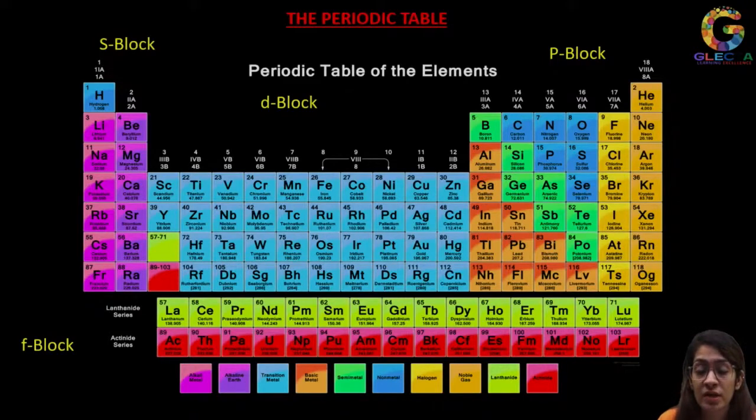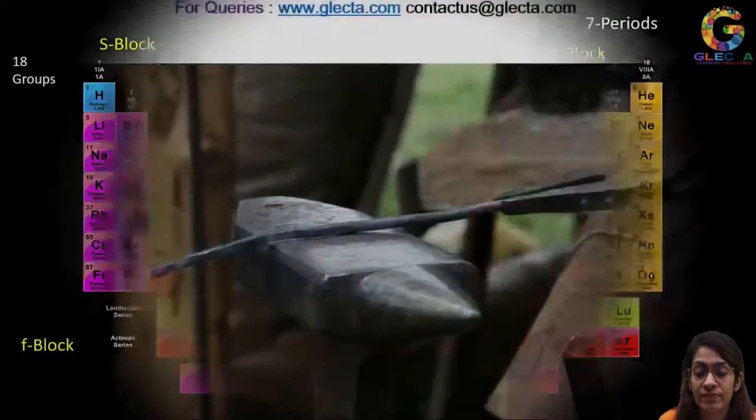Now this periodic table is arranged in different groups and periods. The horizontal rows of the periodic table are called the periods, and there are 7 periods in all, whereas the vertical columns of the periodic table are called the groups, and there are 18 groups in total. So that is the main periodic table.